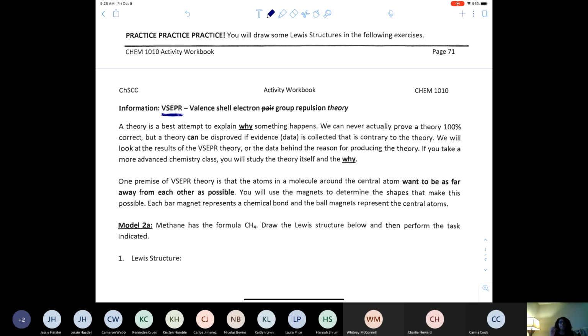So one premise of the VSEPR theory is that when atoms get together and share electrons and form covalent bonds, these atoms that make up the molecules don't want to be crowded when they come together and share electrons. They want to be as far away from each other as they can possibly be, while at the same time sharing electrons with each other.